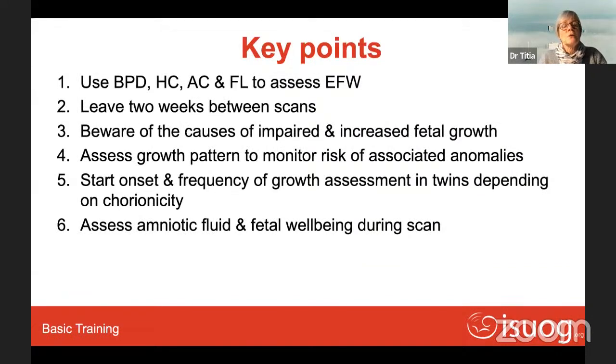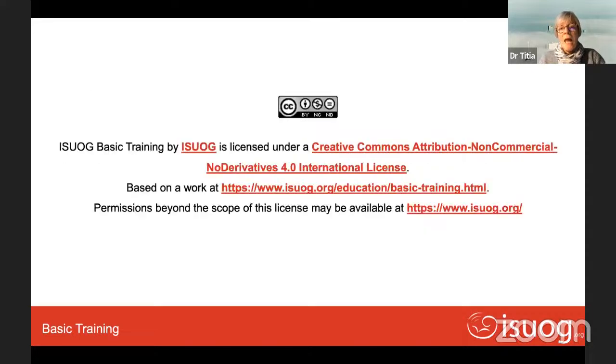So the key points of this lecture were: use the BPD, the head circumference, the abdominal circumference, and the femur length to estimate fetal weight. Leave the BPD out, sorry about that. Use only head circumference, abdominal circumference, and femur length. That's your Hadlock 3. Leave at least 2 weeks between scans. Beware of the cause of impaired or increased fetal growth and assess the growth pattern to monitor the risk if you are dealing with associated anomalies or chromosomal anomalies. Start the onset and frequency of growth assessment in twins depending on the chorionicity. And also make sure that you estimate the amniotic fluid in both cases, because that tells you a bit about the fetal well-being during the scan. And that is the end of this lecture, and I will stop sharing my screen.